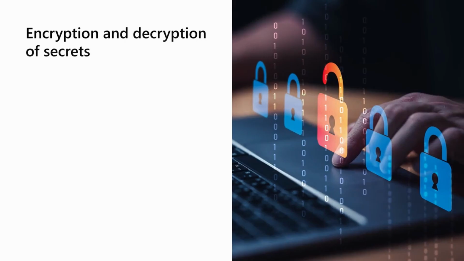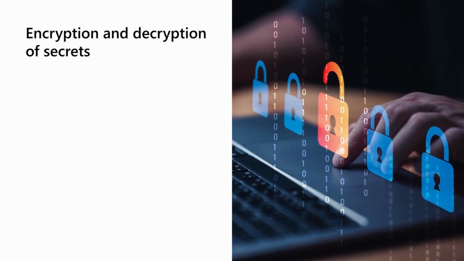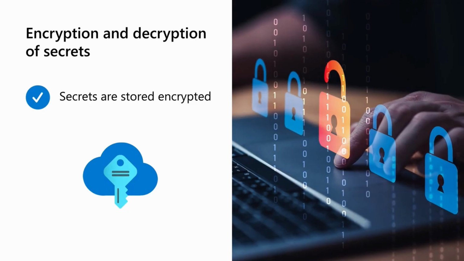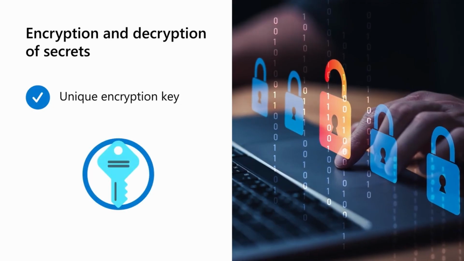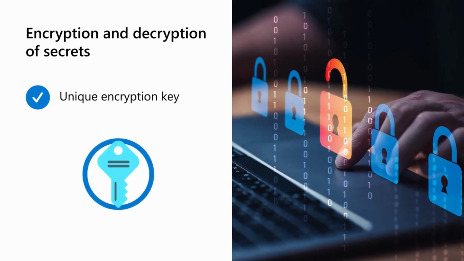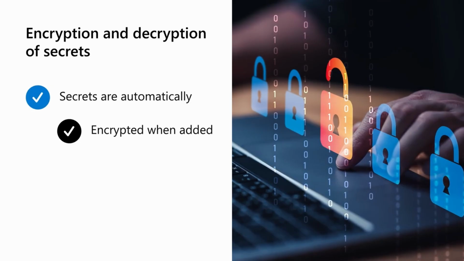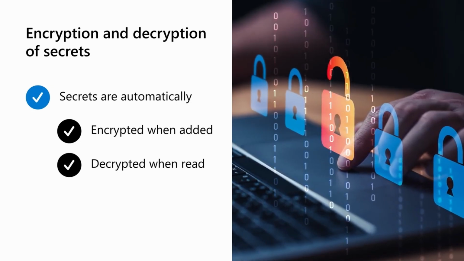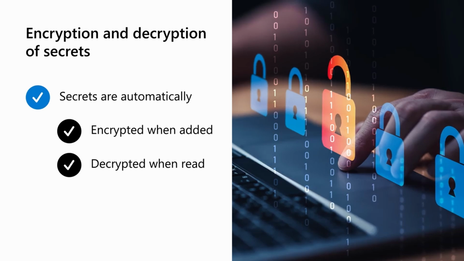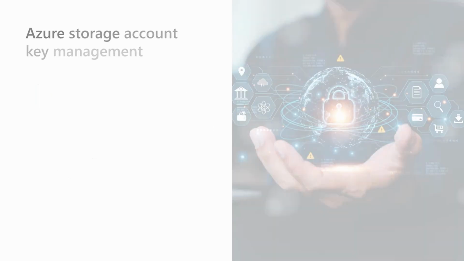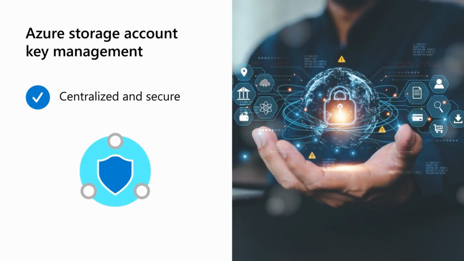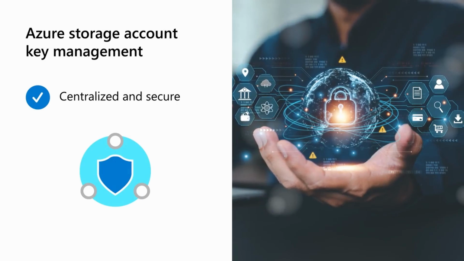Next, let's understand how secrets are encrypted and decrypted. All the secrets in your Key Vault are stored encrypted. A unique encryption key for each vault enables the Azure Key Vault service to encrypt your secrets when you add them and decrypt them when you read them. This encryption is transparent and requires no action from the user. Key Vault can manage Azure Storage Account keys, providing a centralized and secure way to store and manage sensitive data.